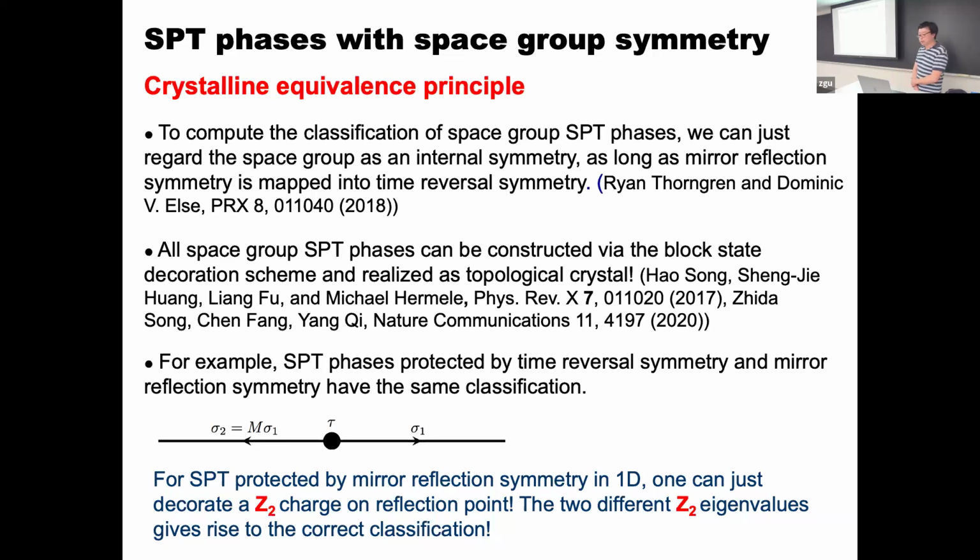Any question? By mapping the symmetry to internal symmetry, you mean map between two different systems, or? Yeah, I mean map between two different systems. Okay.